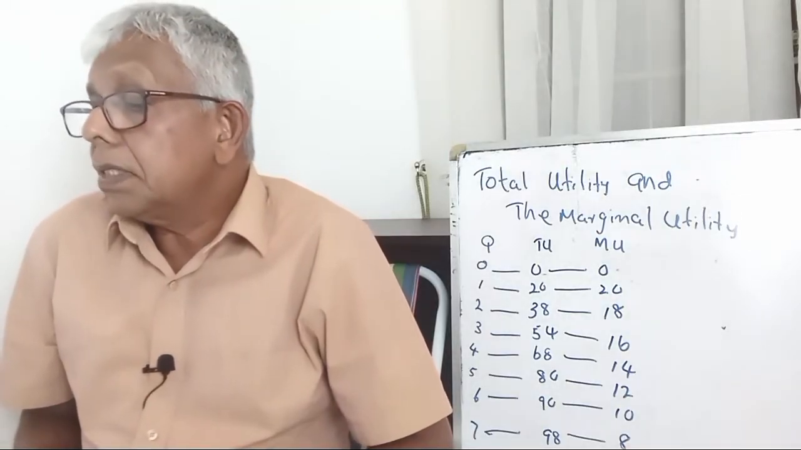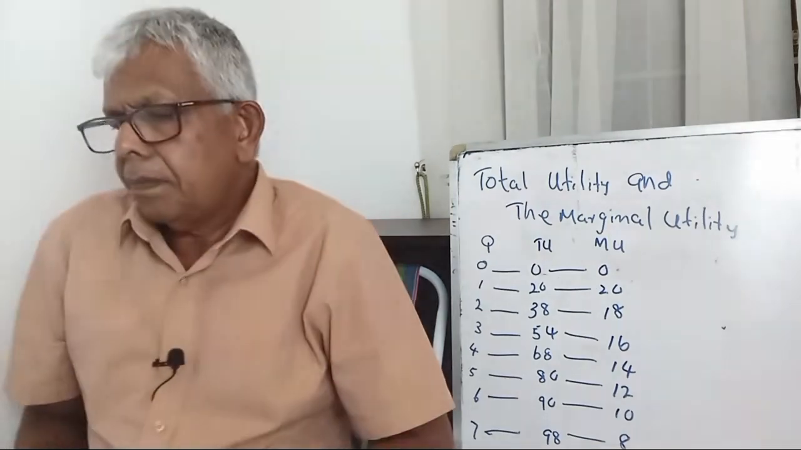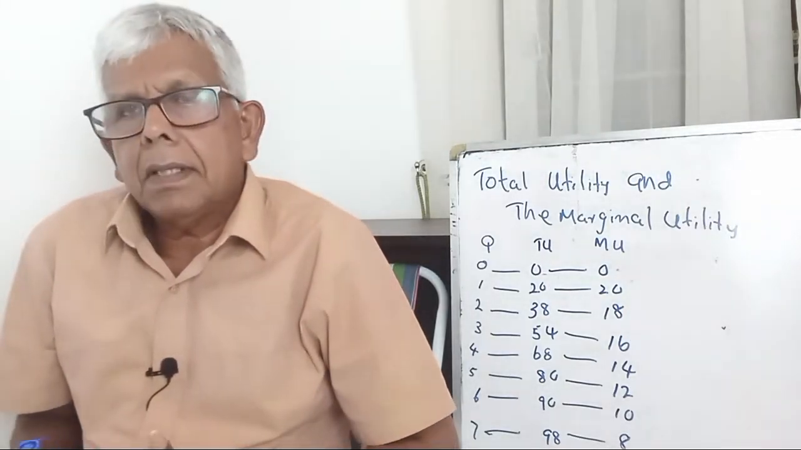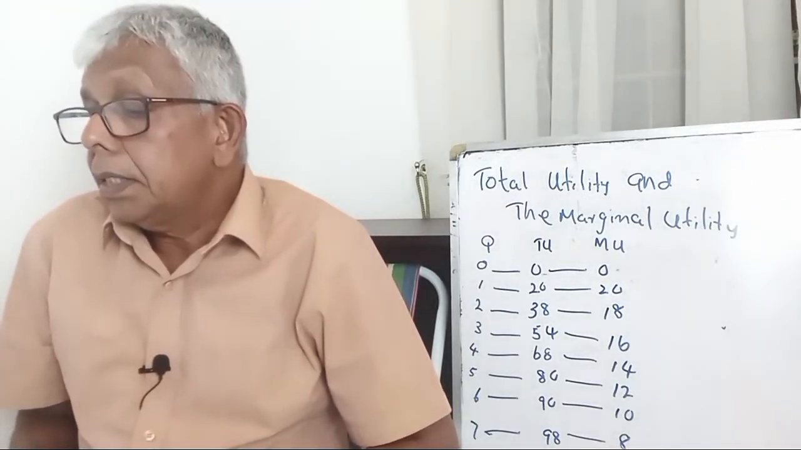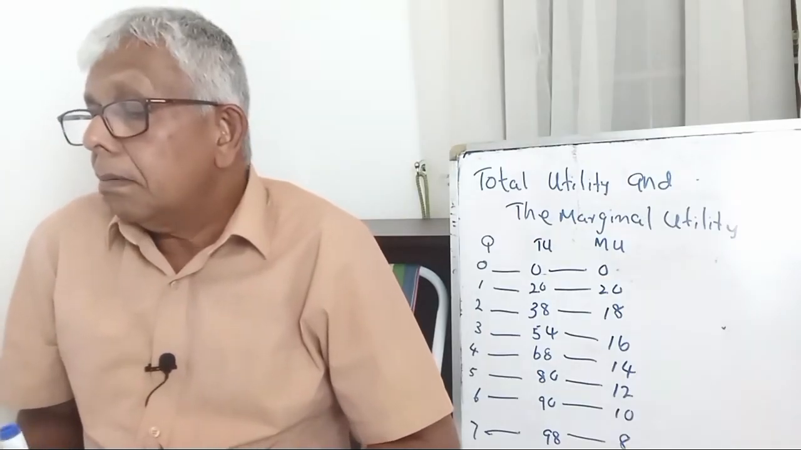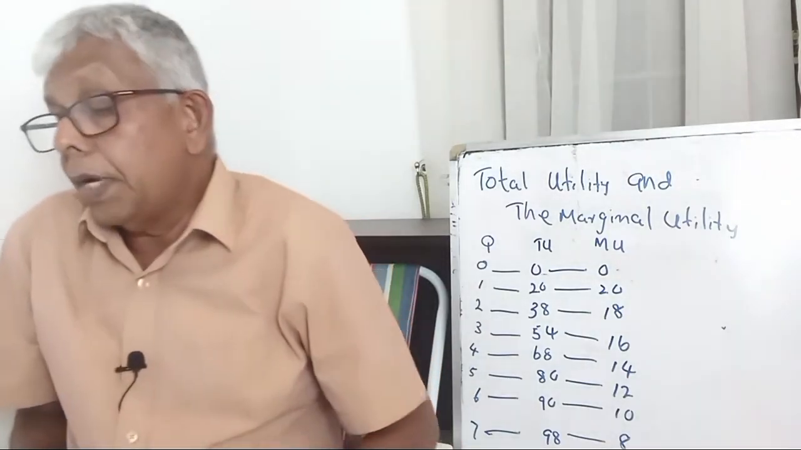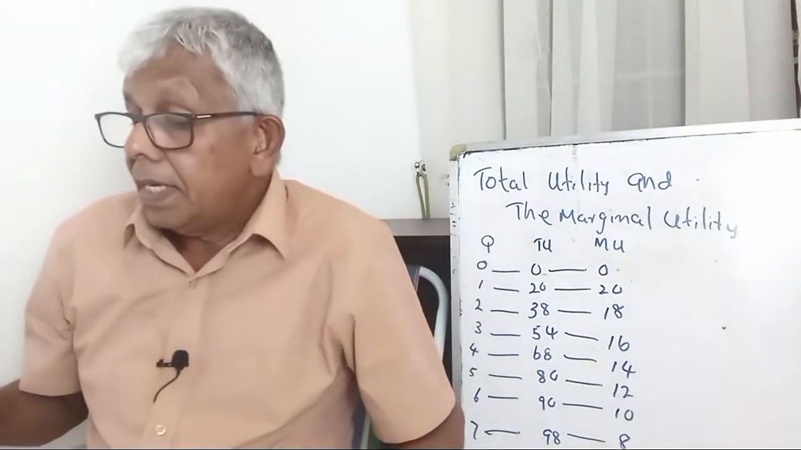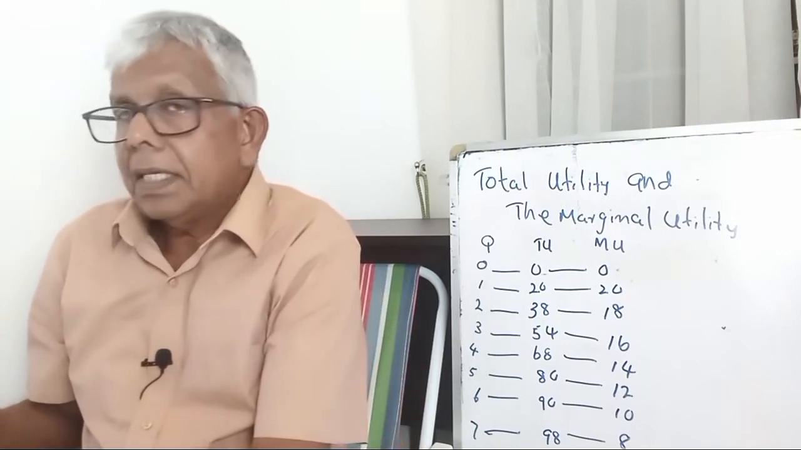What will happen to the consumer's total utility if he keeps consuming a particular item? His total utility will gradually increase but at a decreasing rate. Why at a decreasing rate? Let's examine this in detail.